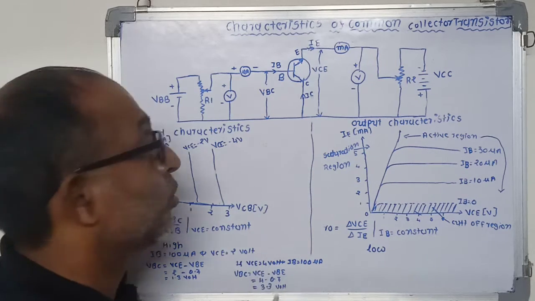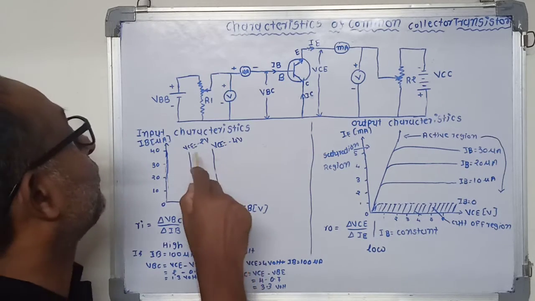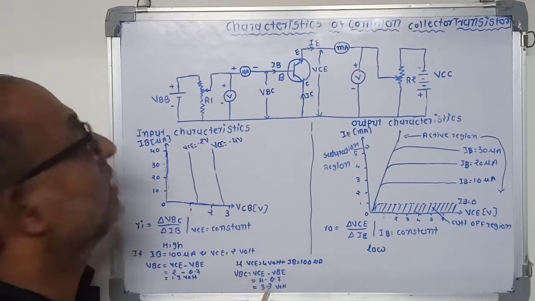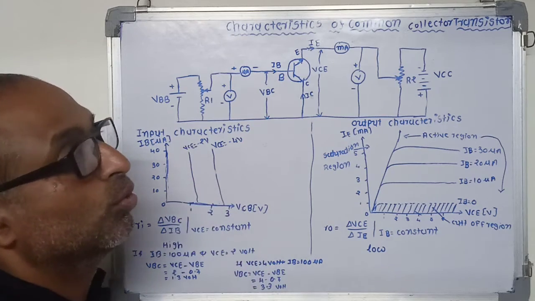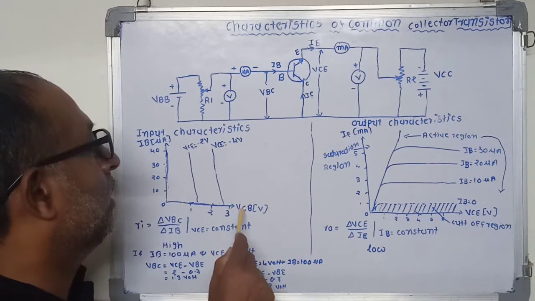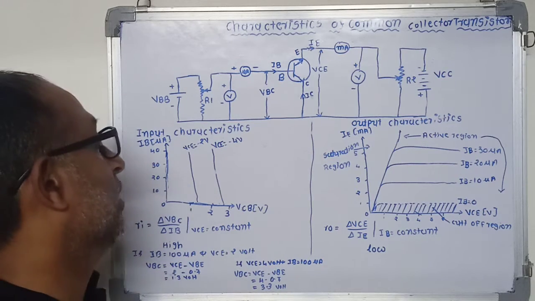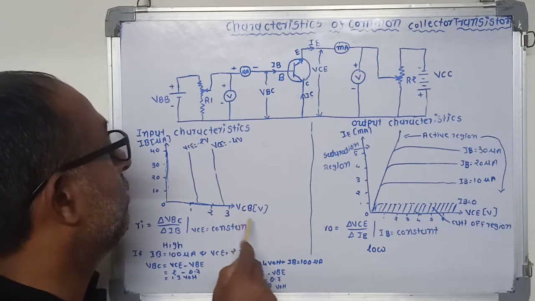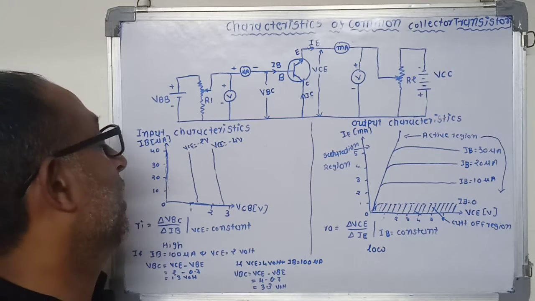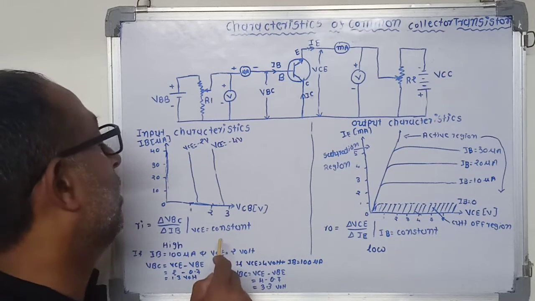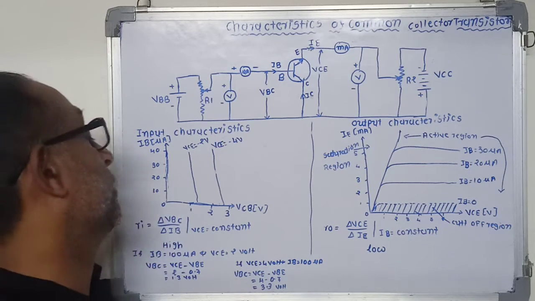So now here, to determine the input characteristics of the transistor, first the collector emitter voltage is kept at a constant value. Let's say here we are taking 2 volts, and then the collector base voltage is increased from 0 to different voltage levels. For the different voltage levels of collector base voltage, the corresponding base current is noted. Then draw the graph between the collector base voltage and the base current.